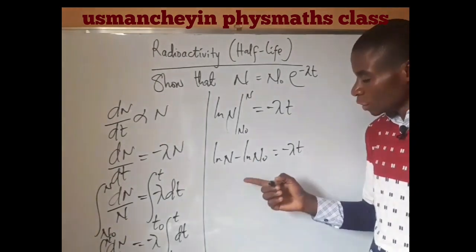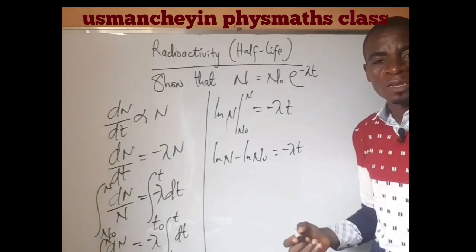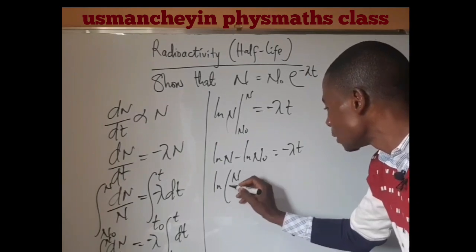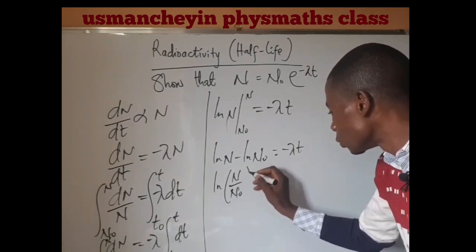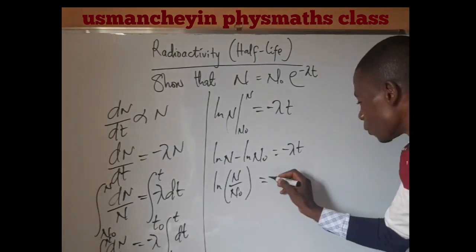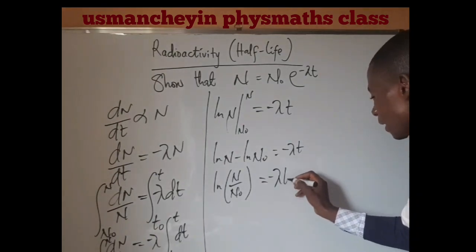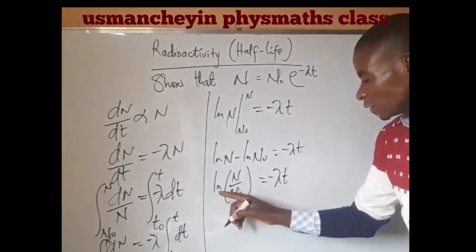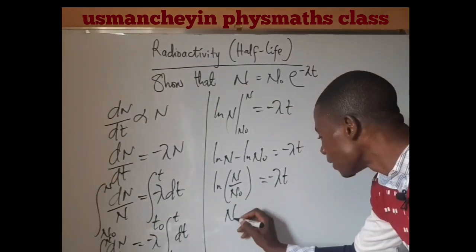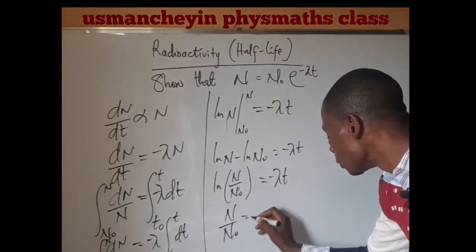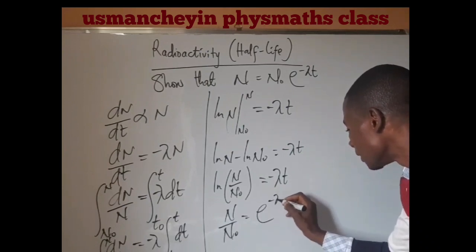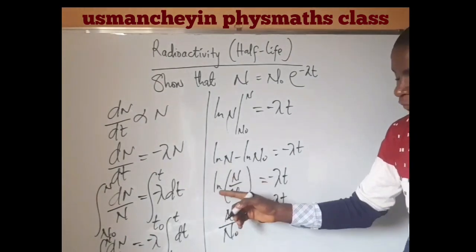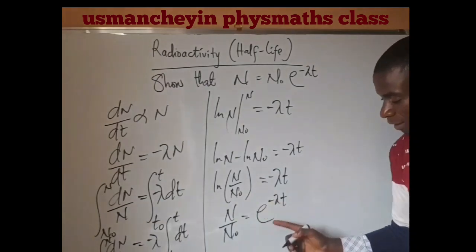So we fall back to logarithm. When you are subtracting, you should divide. So you factor out the ln into a bracket, N over N naught, close the bracket, equals negative lambda t. From here we take the exponential of both sides so that the ln disappears. So we have N over N naught equal to e raised to the power negative lambda t, as a result of the disappearance of the natural log.